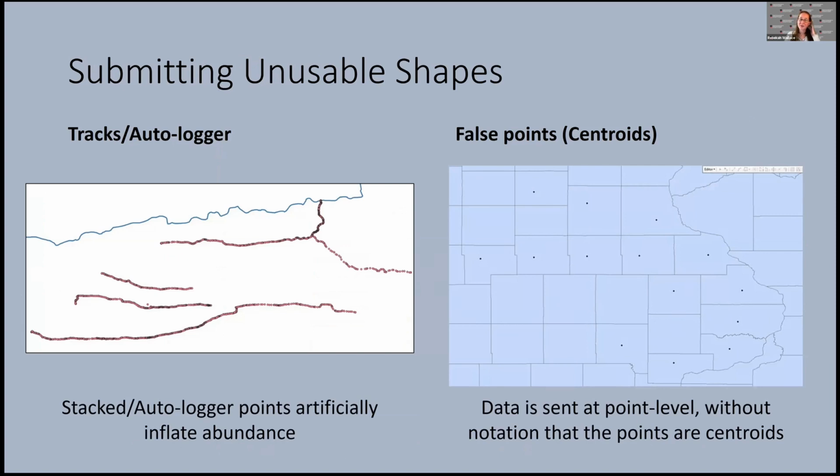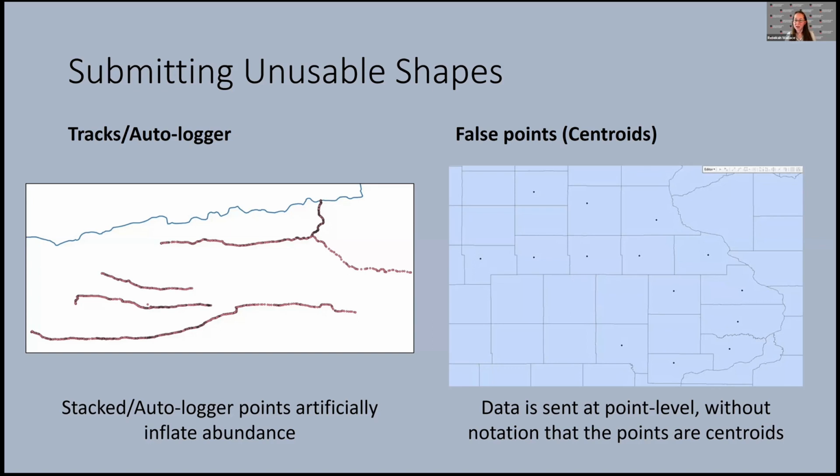So on the left, I have obviously received data like this. These are tracks or auto logger points. This is a problem because it tends to artificially inflate abundance. If someone was submitting this as a record accounting of Japanese stilt grass, it looks like they're literally submitting every single leaf of the grass that's out there, when it would be more appropriate to submit these as polygons or lines.